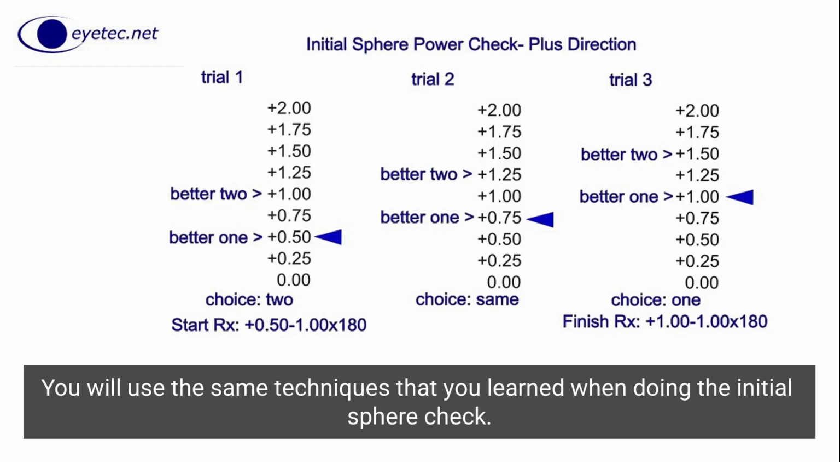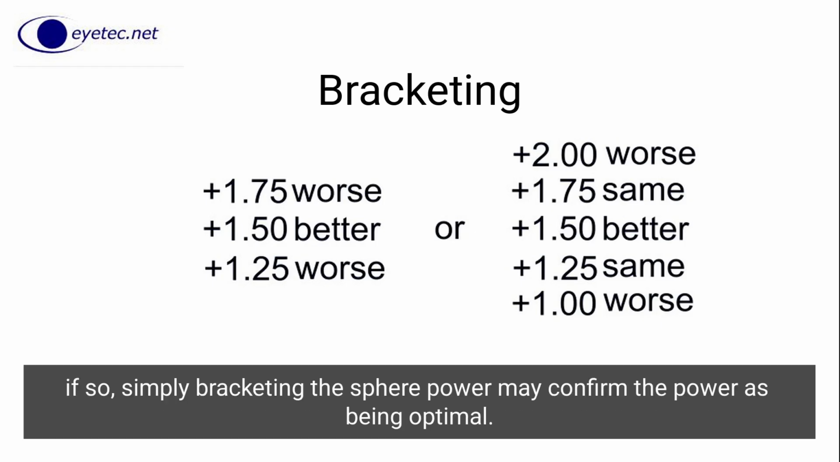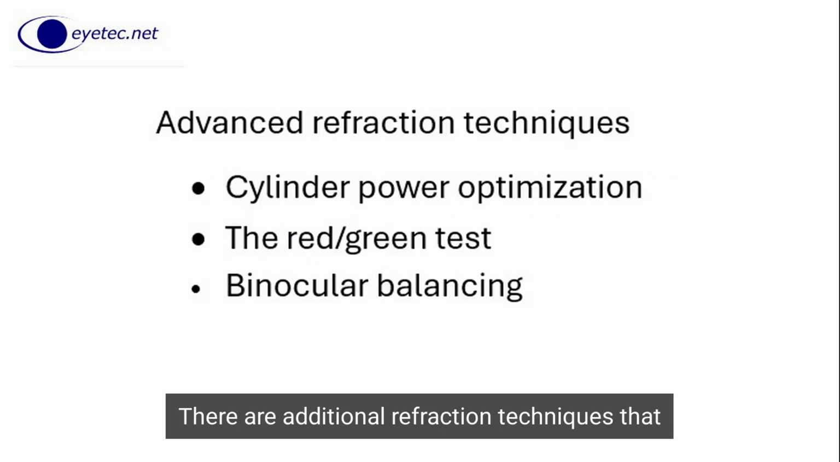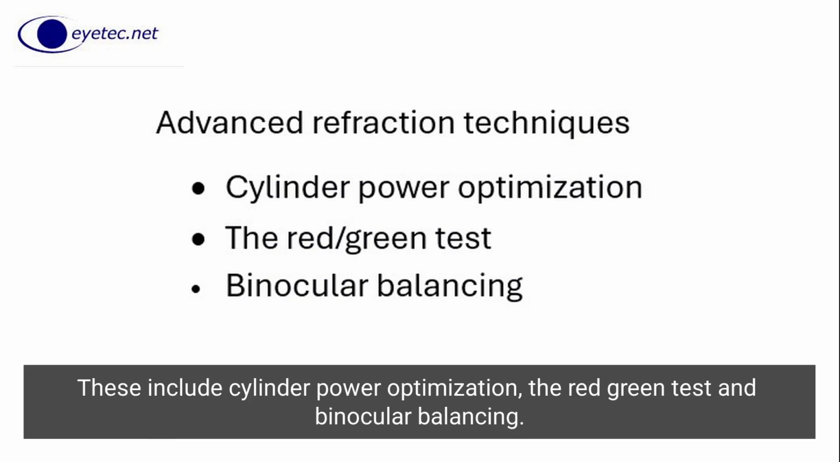You will use the same techniques that you learned when doing the initial sphere check. In the final sphere check, it is likely that you are very close to the optimal sphere power. If so, simply bracketing the sphere power may confirm the power as being optimal. There are additional refraction techniques that can be used to confirm and enhance the final result. These include cylinder power optimization, the red-green test, and binocular balancing.